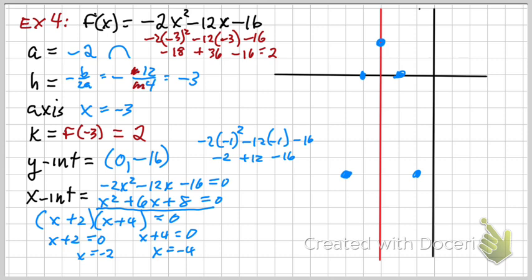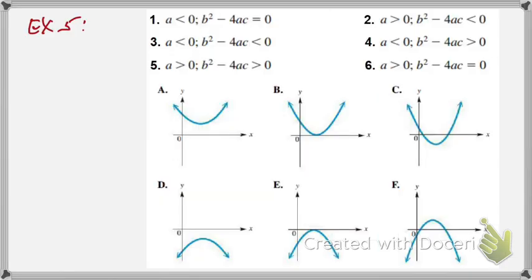I do want to show you one last thing, because there's problems like this coming up. Okay, here they're talking about the discriminant. Just look at this with me. They're giving us 6 different situations. We've got 6 different graphs. Look at number 1. A is less than 0. What does that tell you? A is negative. It's going to open down. So that rules out A, B, and C. It's got to be one of the bottom 3.